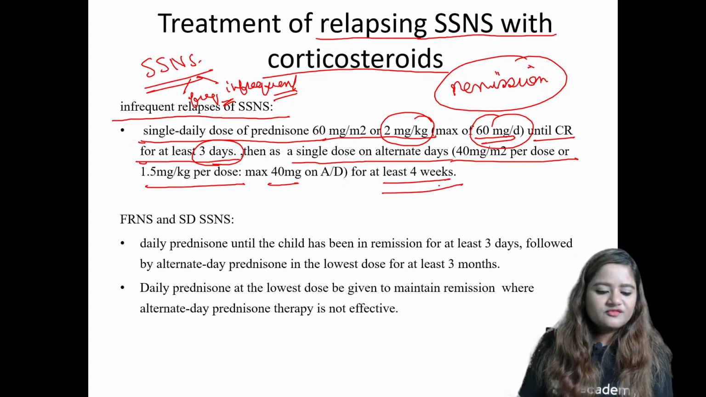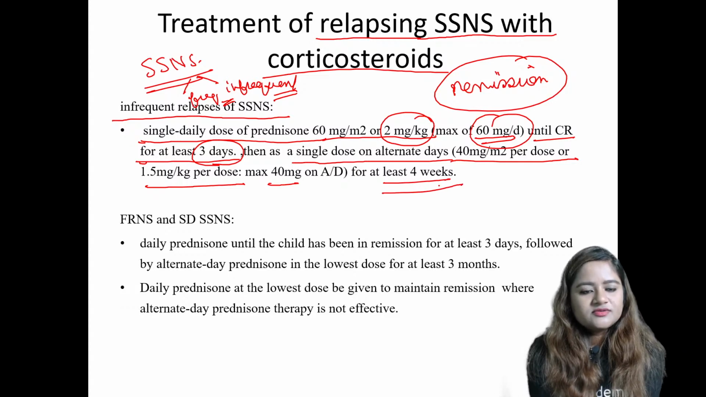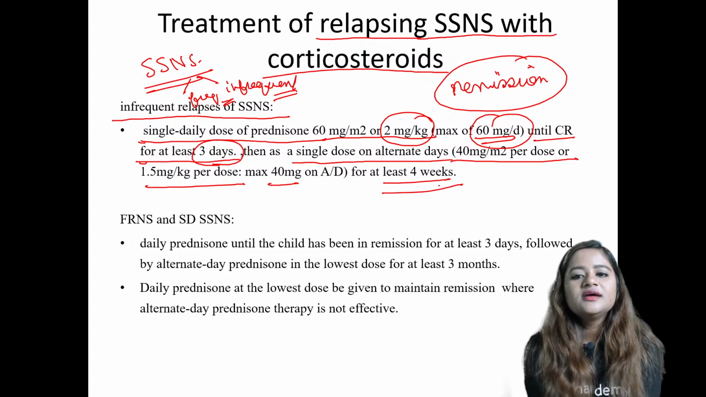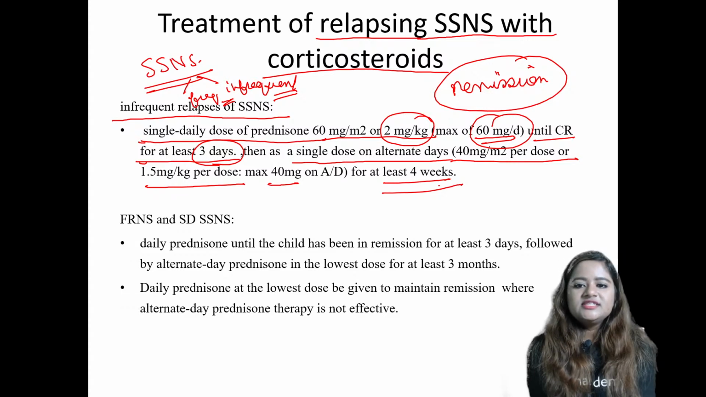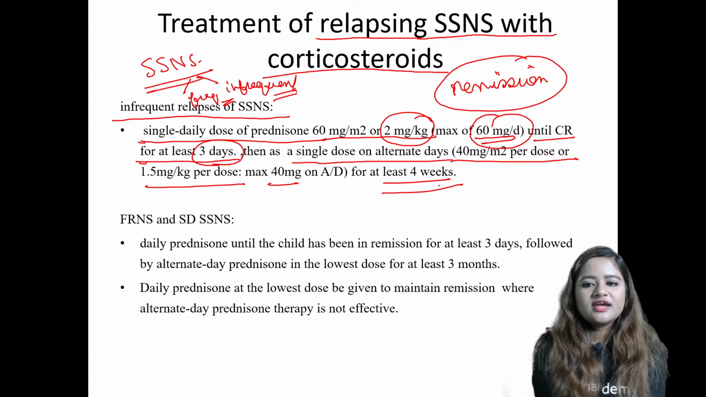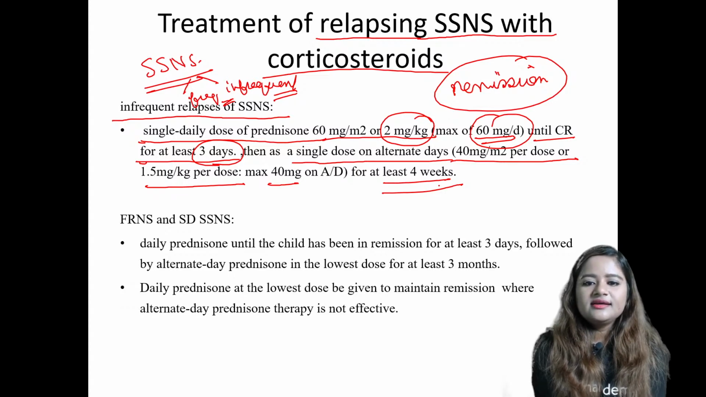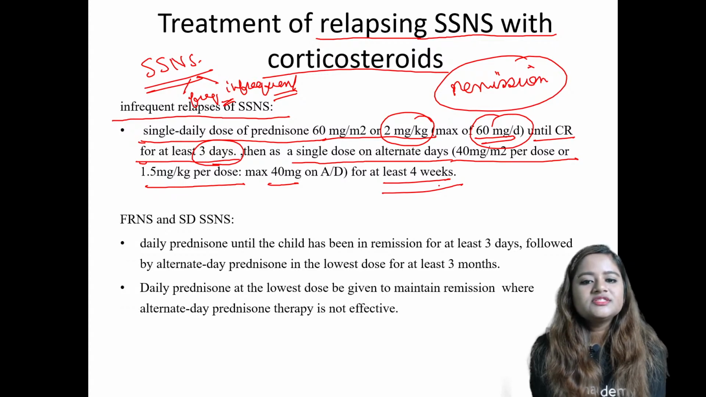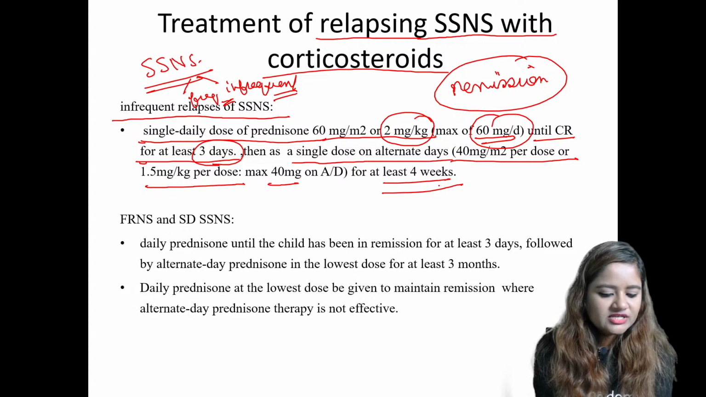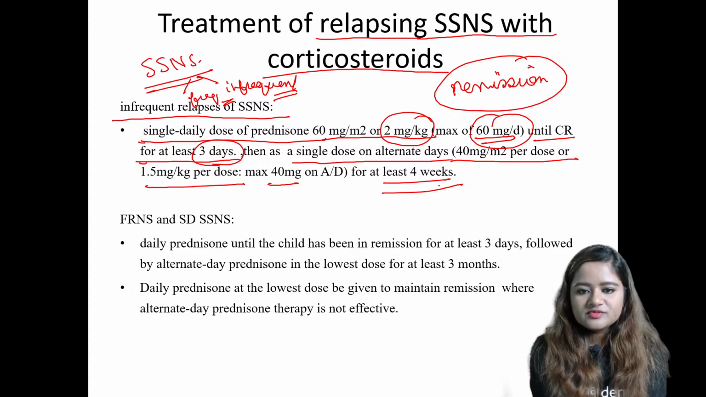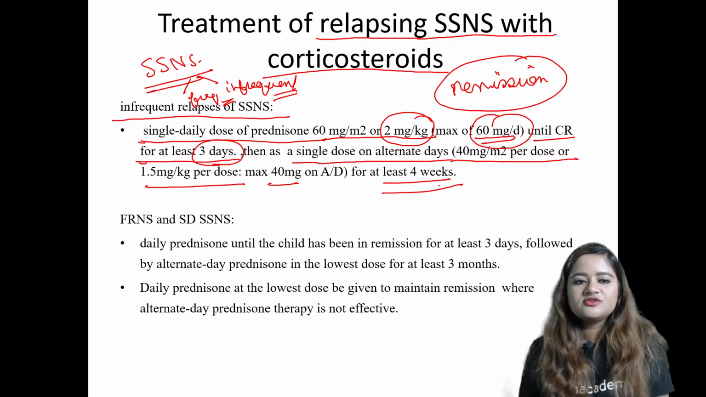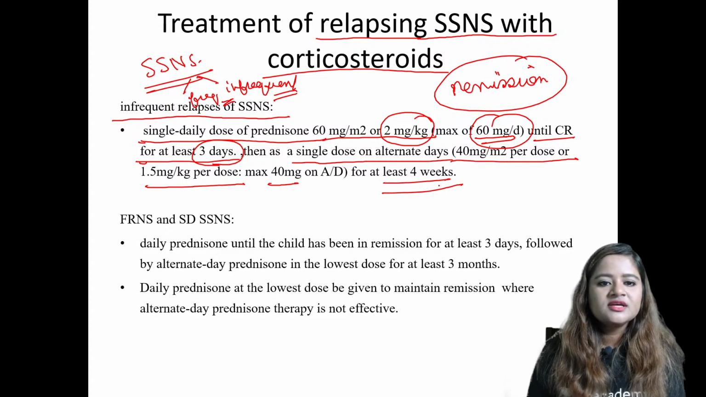Okay? So what do we have to do in infrequent relapse? We have to start the treatment again. Till when? We'll give 2 mg per kg, ceiling dose being 60 mg, till the child goes into complete remission for at least 3 days. Once the child has attained complete remission, you can shift back to the single dose alternate day course with a dose of 1.5 mg per kg, ceiling dose being 40 mg, for at least 4 weeks. That is the treatment for infrequent relapsing steroid sensitive nephrotic syndrome.